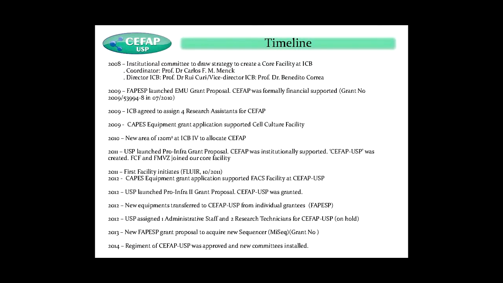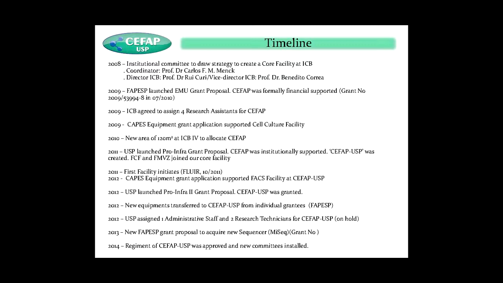So just to give you a brief timeline of the creation of CFAP, back in 2008, our former director, Professor Rui Curi, and Benedito Correa came up with this idea to have a place to gather all this multi-user complex equipment and to find a way to boost the quality and the research of our institute. Later on, we were very lucky that FAPESP launched the MU grant proposal. We were one of the core facilities that was granted. This was later on, in 2010.